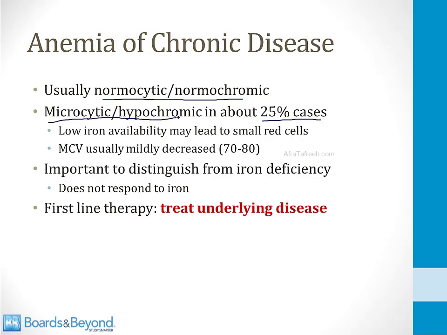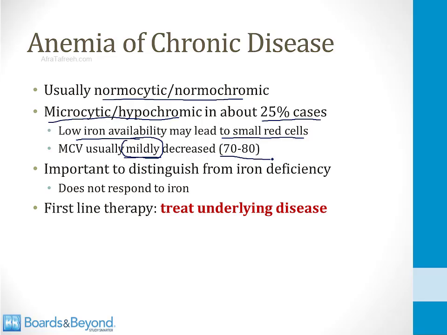The reason it can become microcytic is because the low iron availability can lead to underproduction of hemoglobin and small red cells, just like we talked about before with iron deficiency. Importantly, however, the MCV is usually only mildly decreased when the cells are microcytic in this disease. Remember, mild is the key word for anemia of chronic disease. So a normal MCV is 80 to 100, and the MCV is usually above 70 in this disorder.